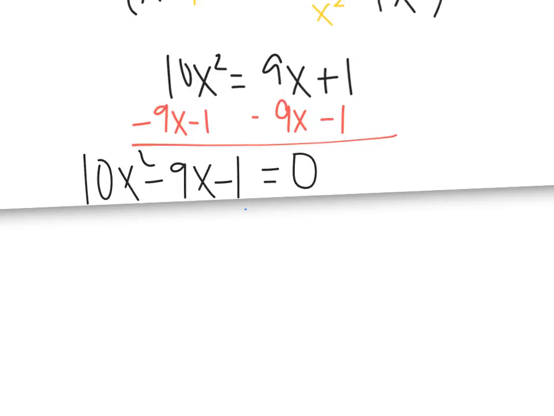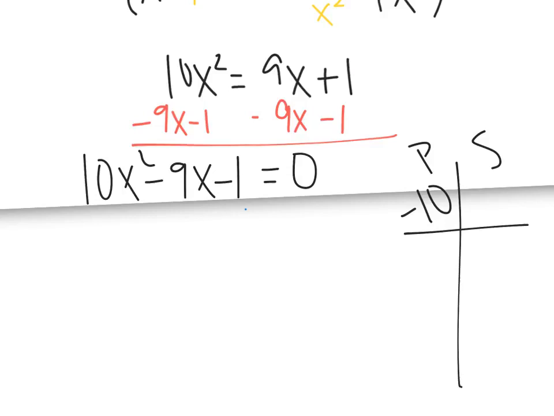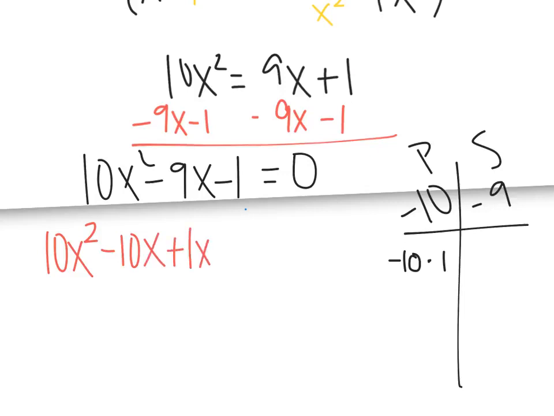Now, this is not a problem that you can just like poof and factor. You actually need to do some work here. So let's review our product sum charts. What's the product? Okay, and the sum needs to be, so your numbers are negative 10 and 1. So then my problem can be rewritten as 10x squared minus 10x plus 1x minus 1. And the reason that works, check your math here. If I were to combine negative 10x plus 1x, do I get negative 9x? Yeah, this works.